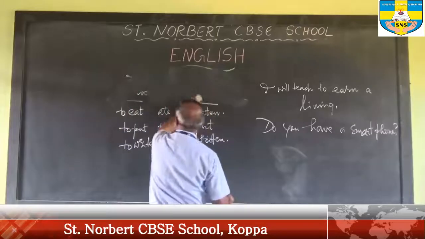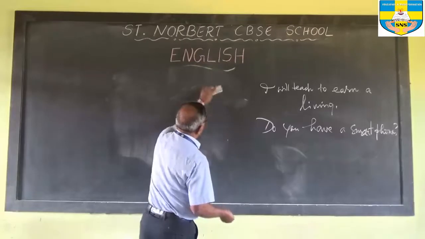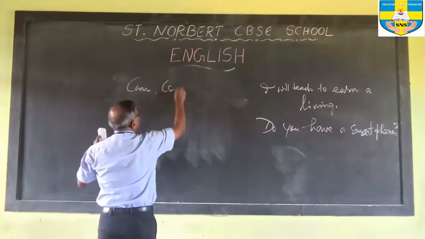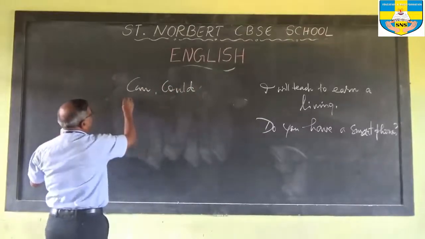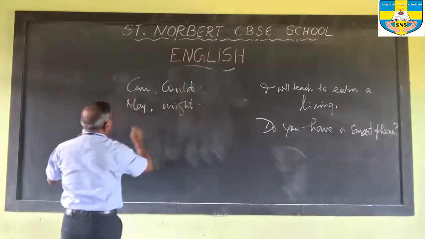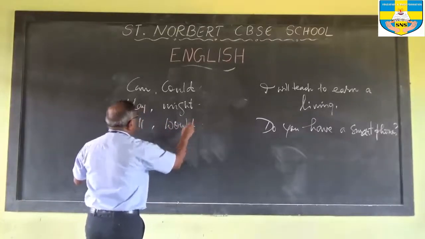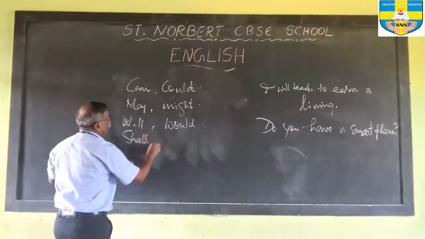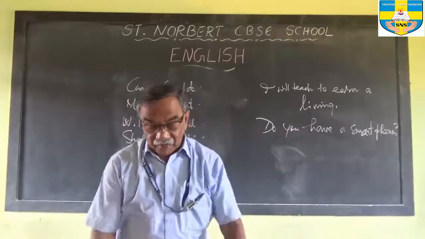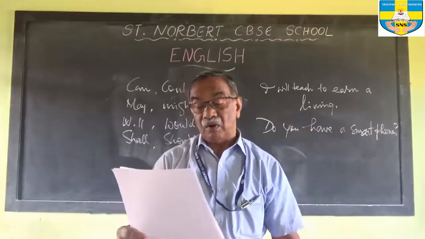Now, what are modals? Modals are again something like the auxiliary verbs, and you can have, say, can and could, may and might, will and would, shall and should. These are what we call modal verbs. Now, these yes and no questions can also be formed by using these modal verbs.